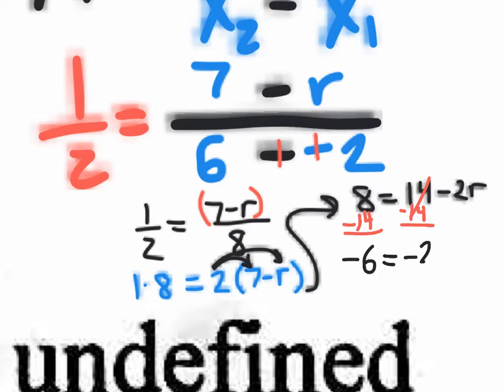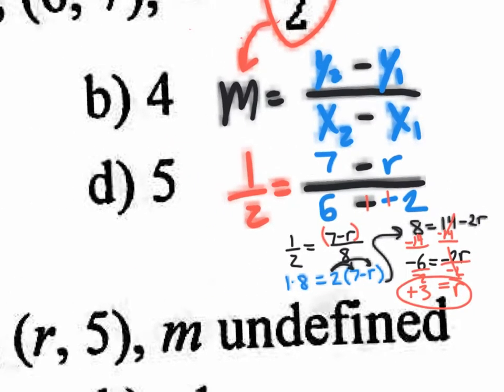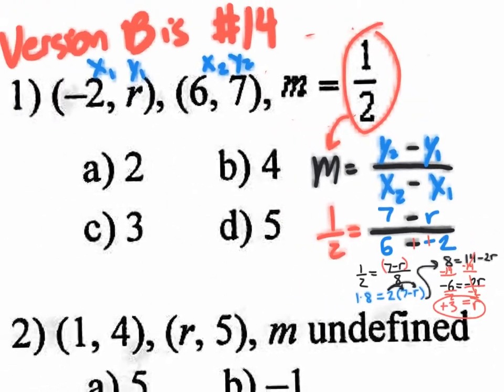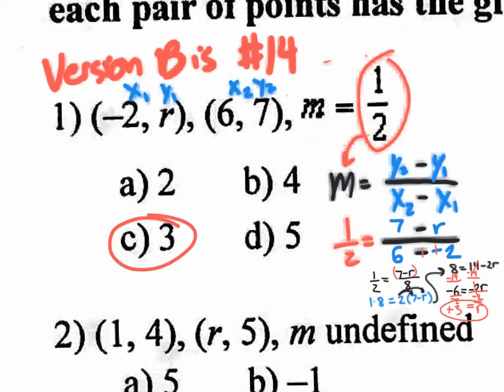equals negative 2r. Final step will be to divide by negative 2, which means that r equals positive 3, because a negative divided by a negative is a positive. So on number 1, our correct answer is C. Now, if you had version B, this is actually number 14. Let's move on to the next one, number 2.